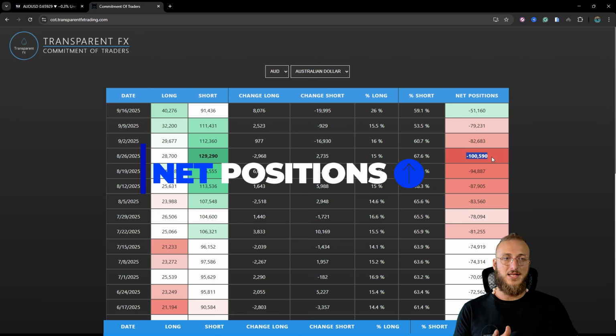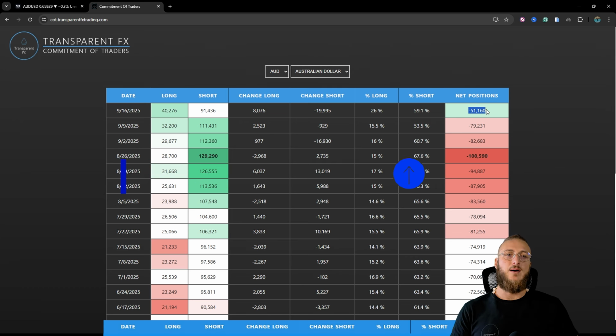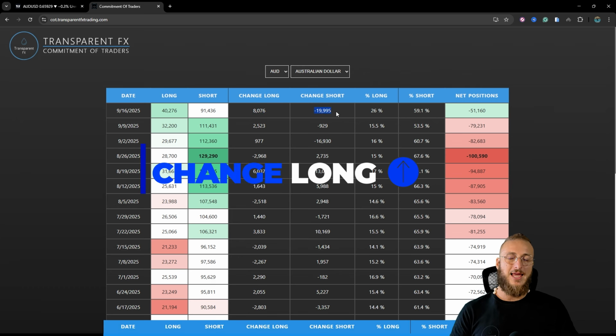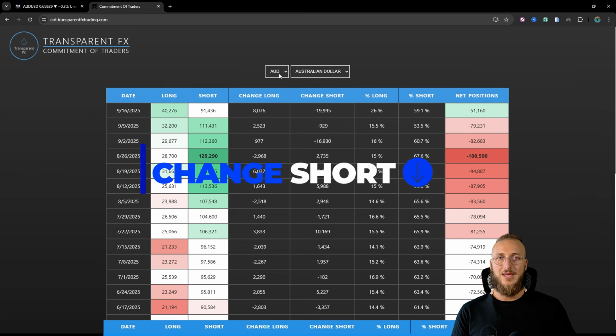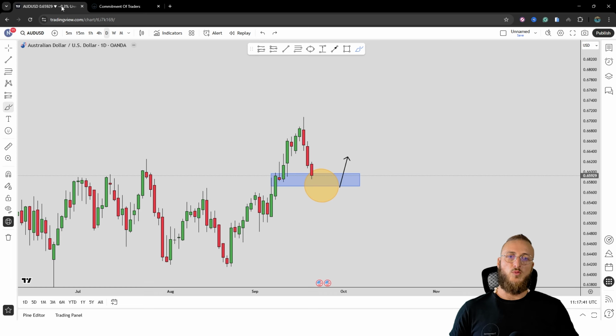We went from minus 100k net positions up to minus 51.1k net positions, with 8,000 longs added just with the last report and almost 20,000 shorts getting closed. So institutions are closing shorts and opening longs on the AUD, therefore on AUDUSD. Now, let's keep all of this in mind and move back to the chart.